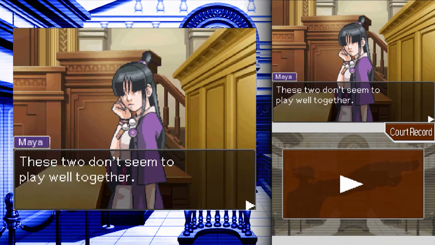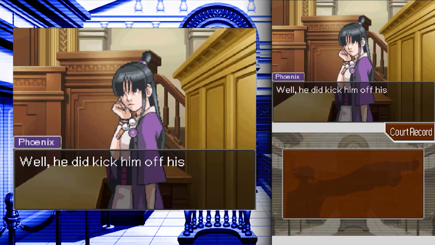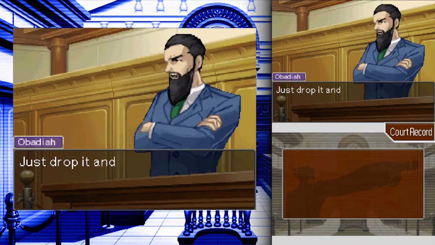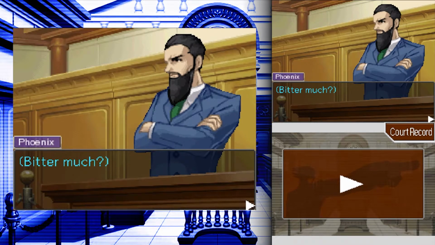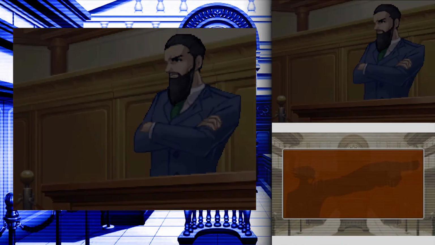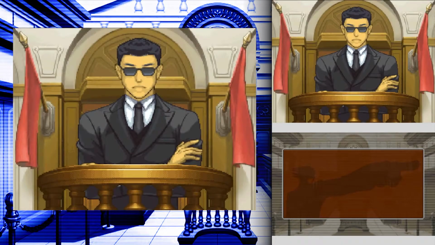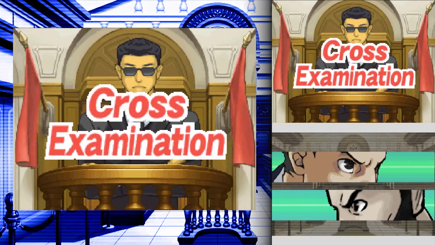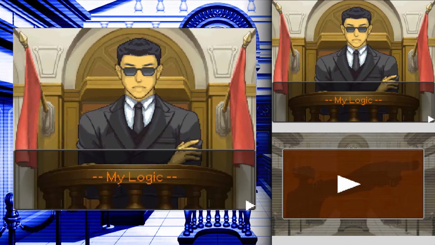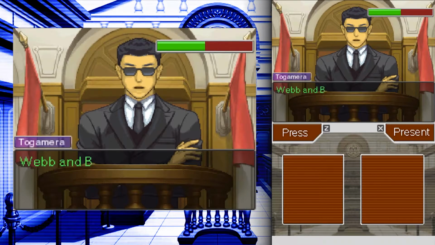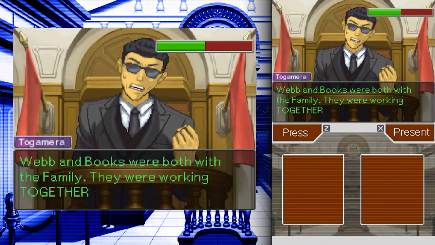These two don't seem to play well together. What makes you think that? Well, he did kick him off his own crime scene, just dropping it, cross-examining him already. Bitter much? Like ice-cold coffee. It's like iced coffee, but, you know, coffee, but cold. God, I'm just remembering that from the second case of the first game, I don't know why that got to me. Webb and Books are both family, they're working together.